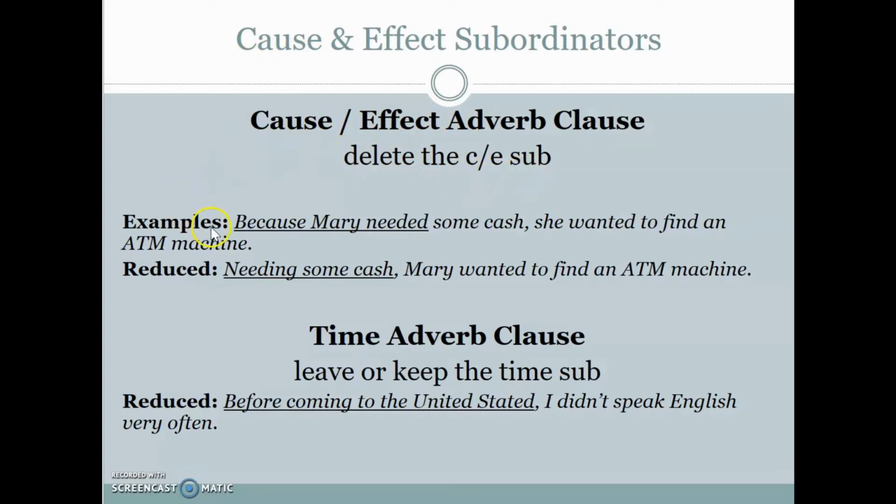Let's look at this example. Because Mary needed some cash, she wanted to find an ATM machine. This clause can be reduced because the subject Mary is the same as the subject she. Therefore, you're going to get rid of because, you're going to delete the subordinator, and you're going to add ing to the verb need. And here you have, needing some cash, Mary wanted to find an ATM machine. With time clauses, you can leave it or keep it.